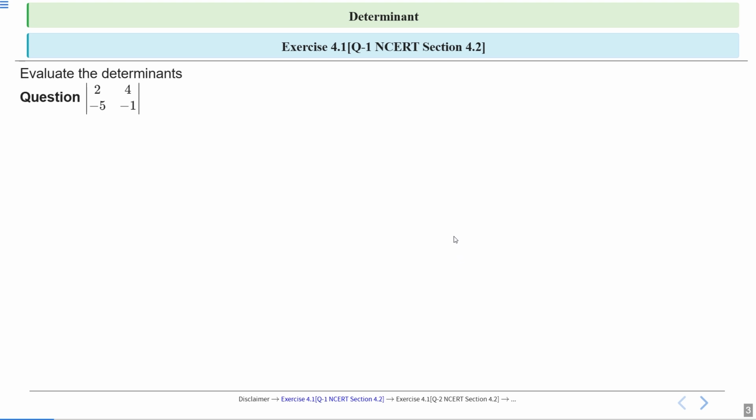So the first question is to evaluate the determinant of the matrix 2 cross 2, with entries 2, 4, minus 5 and minus 1. So just apply the formula of calculating the determinant of order 2 cross 2, that is the product of diagonal elements minus the product of off diagonal elements. Just calculate.